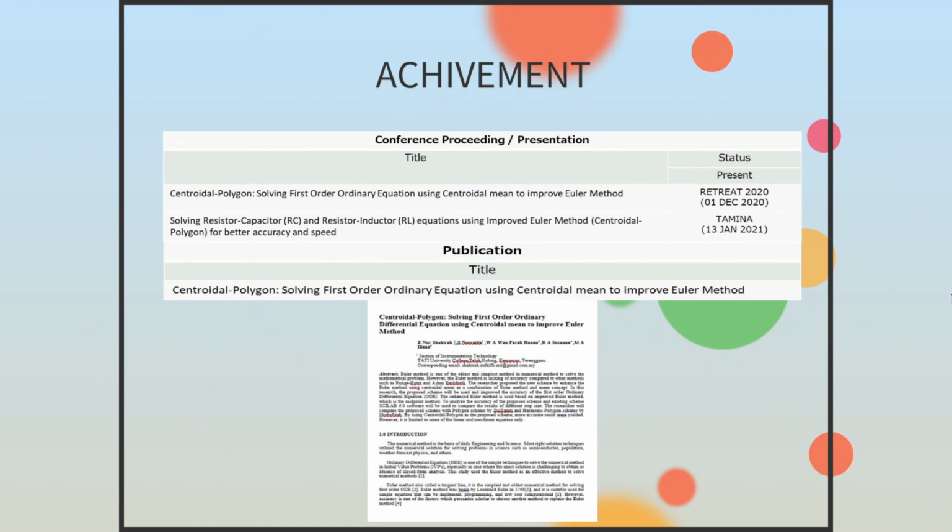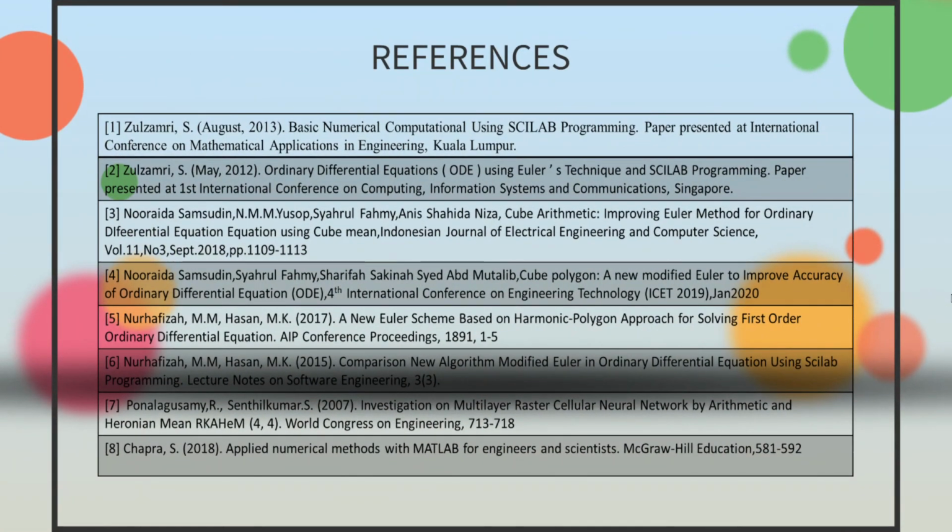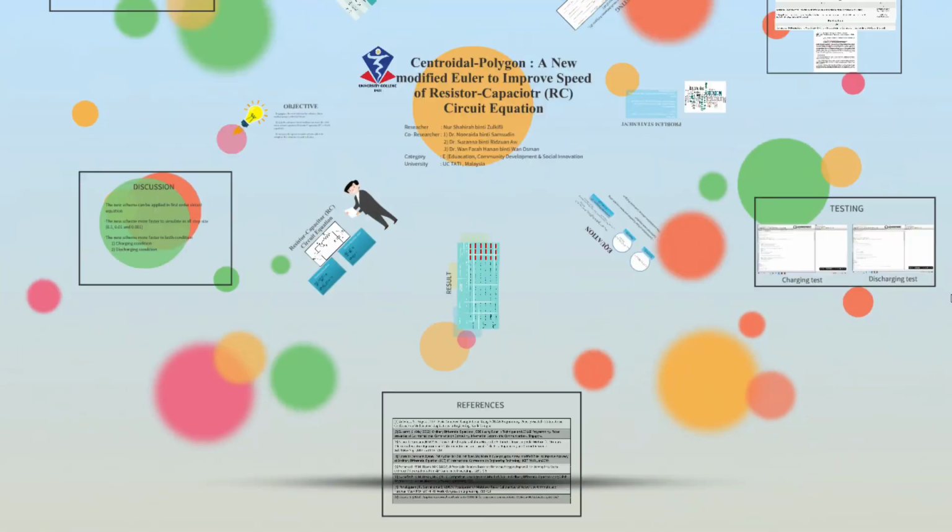This is my achievement. I already presented at Retreat 2020 and Tamina, and I already published one journal. The title of the journal is Centroidal Polygon Solving First Order Ordinary Differential Equation using Centroidal Mean to Improve Euler Method. This is my reference. Thank you.